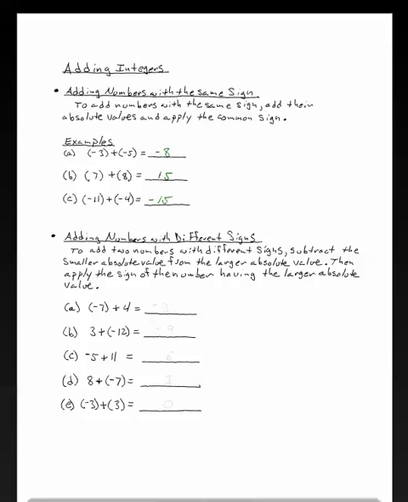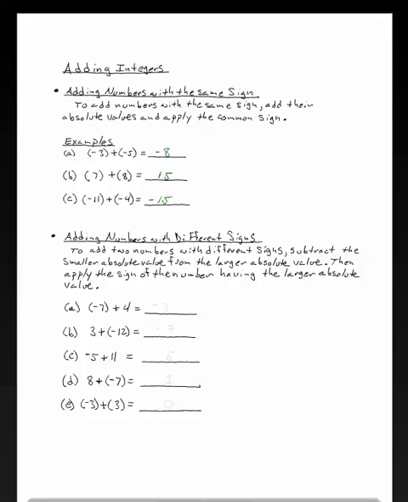So adding numbers with the same sign is fairly straightforward. Adding numbers with different signs isn't too much more difficult, it's just not as intuitive. To add two numbers with different signs, subtract the smaller absolute value from the larger absolute value. Then apply the sign of the number having the larger absolute value. So basically, if we see two numbers with different signs, we're going to subtract and we're going to keep the sign of the larger number.